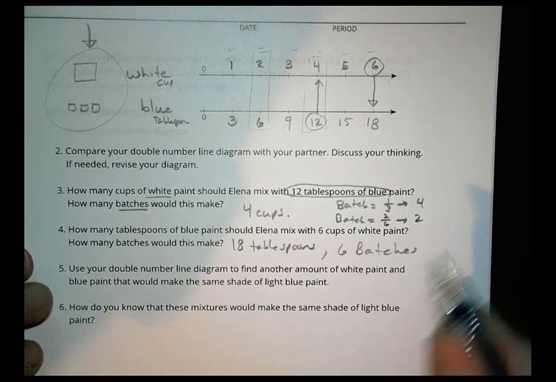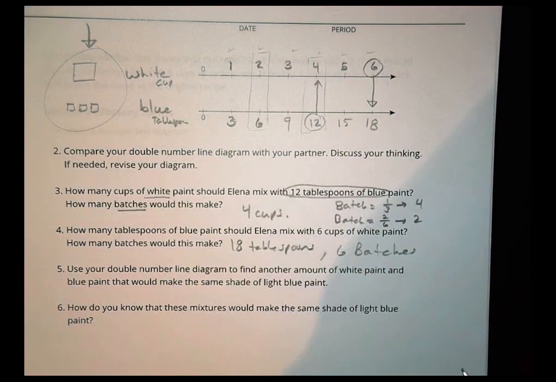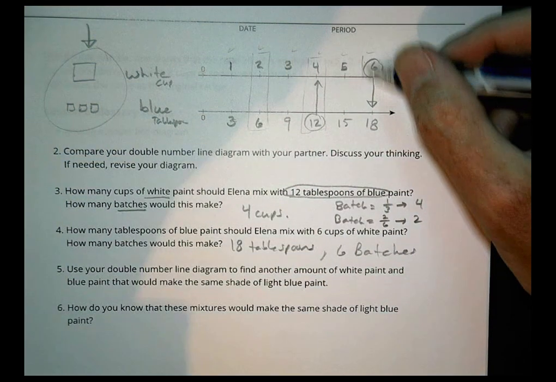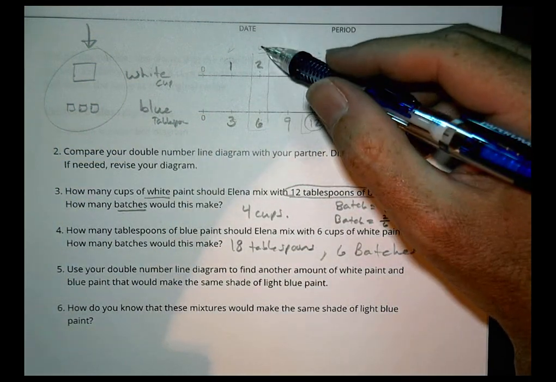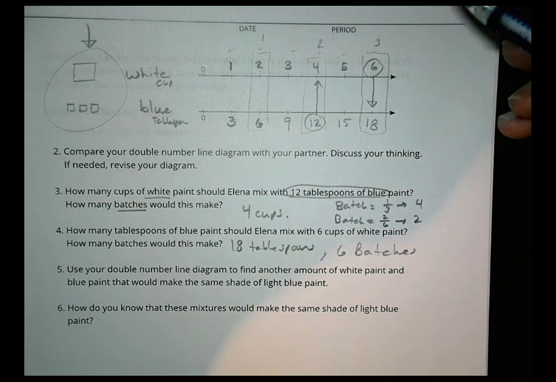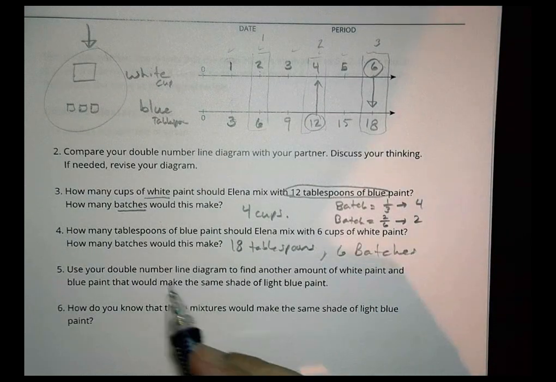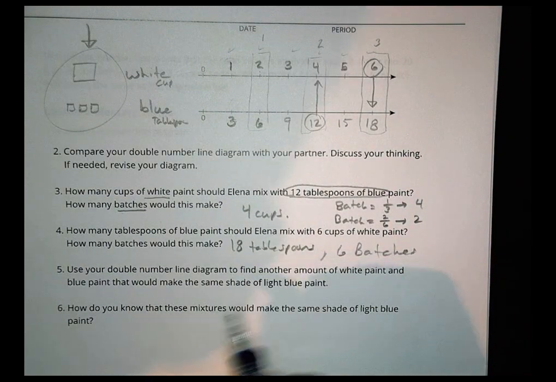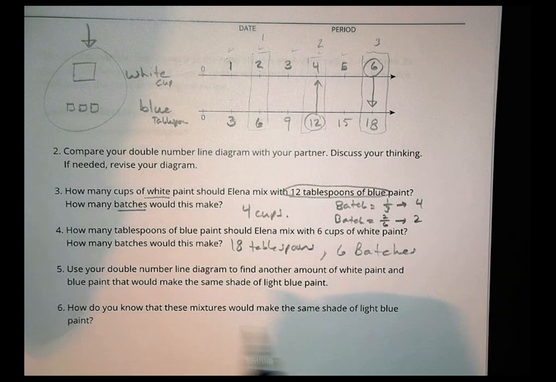Could that be written as something different instead of 6 batches? Yes. You could say it's 3 batches if a recipe calls for the 2 to 6 ratio. If this is one recipe, 2 and 3, you could say it's 3 batches, but I'm going to leave it like that. Use your double number line diagram to find another amount of white paint and blue paint that would make the same shade of light blue paint.